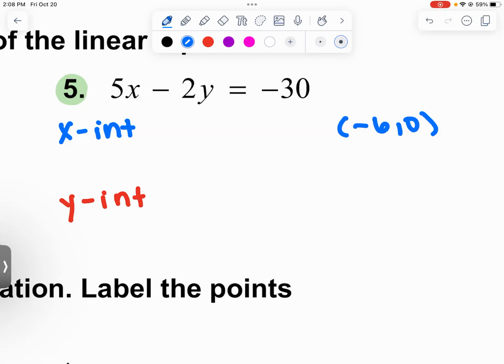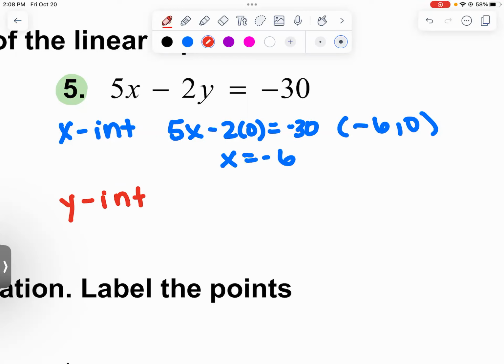Okay, in order to find this, Allison plugged a 0 in for Y. So this basically disappeared and we have 5x equals -30. So x equals -6. I like it.